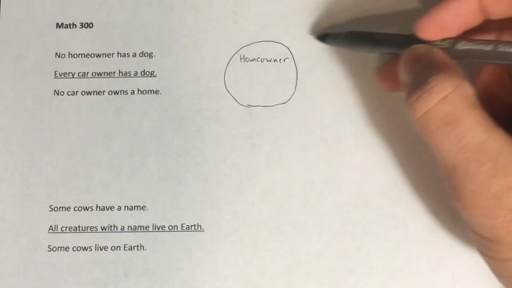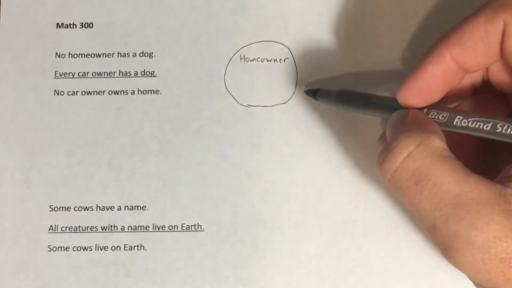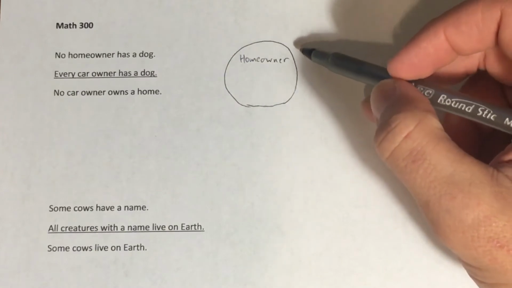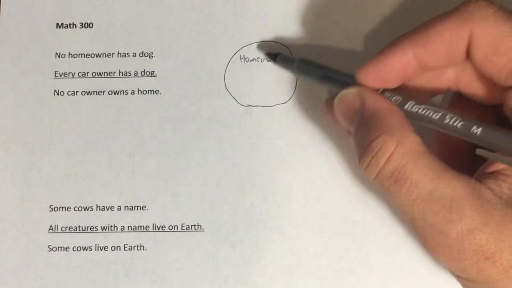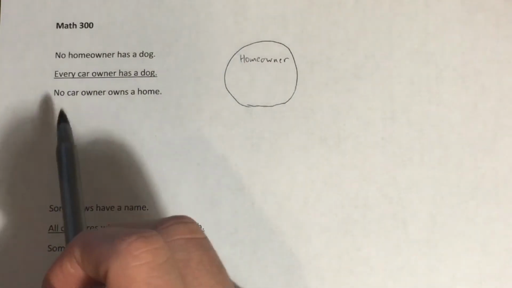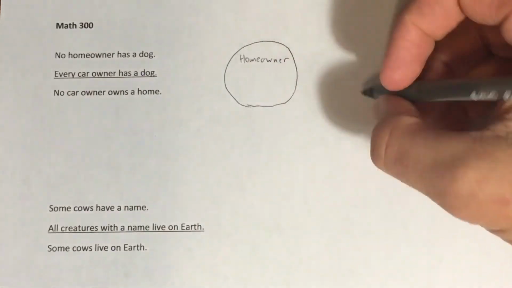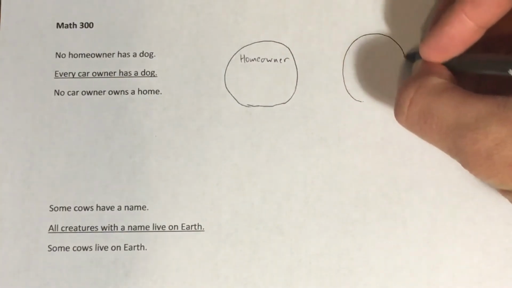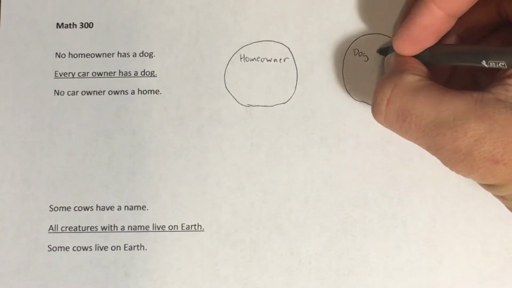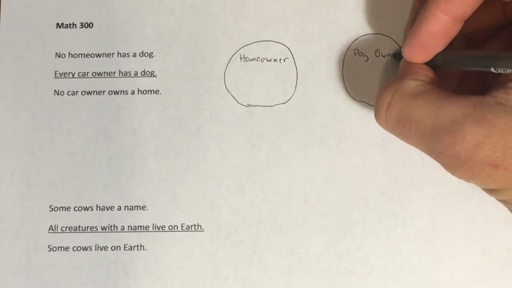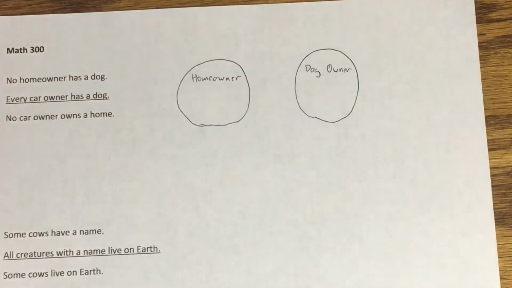Can the circles intersect? Should I draw a circle here, like a standard Venn diagram, for dog owners? That would imply that some dog owners are also homeowners. But this premise is saying that that's also not true. By saying no homeowner owns a dog, these 2 sets should be completely separated. Dog owner. Okay? So the first premise is giving us a diagram that looks like this.